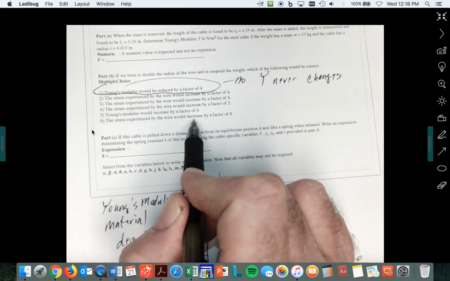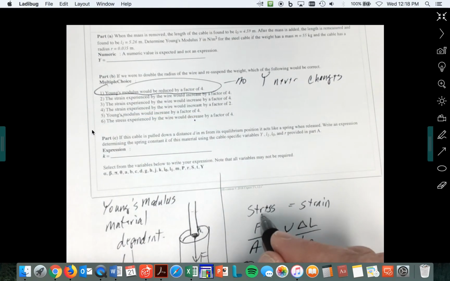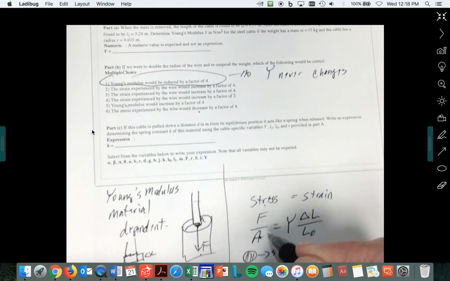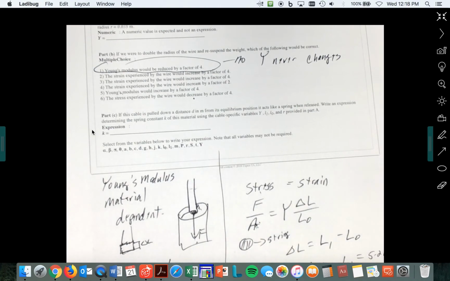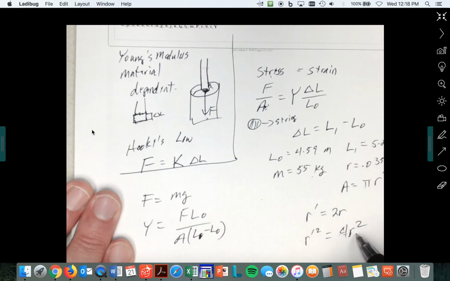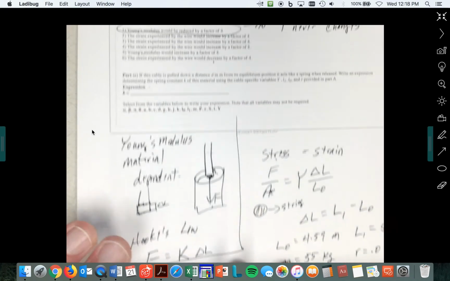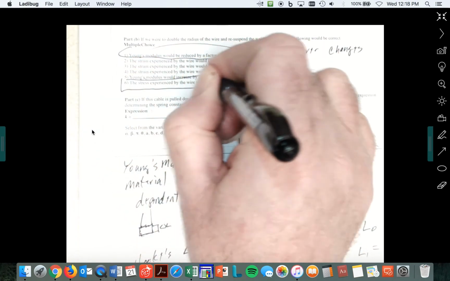So the only other decrease that we have is this one. And yes, the stress will be reduced. The stress will be reduced by a factor of 4 because now we've got 4r squared here in the numerator. Okay, from this 4r squared here, put it up here in the numerator, boom. So this one is yes.